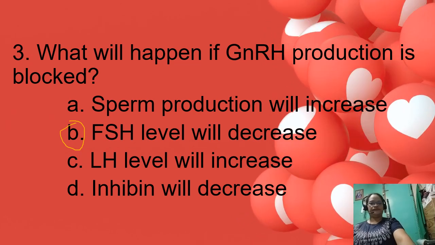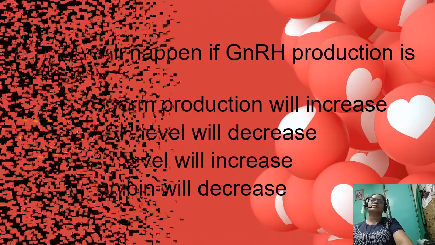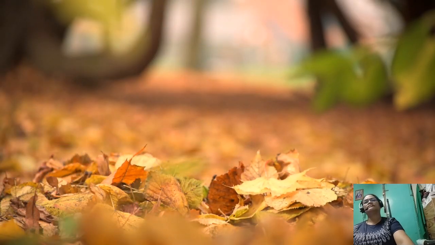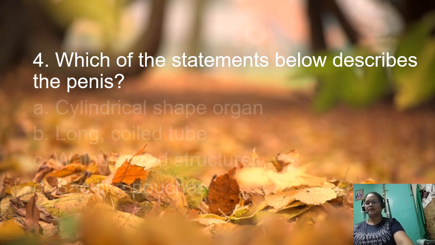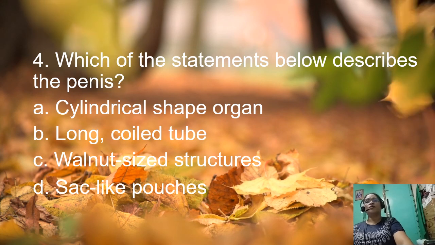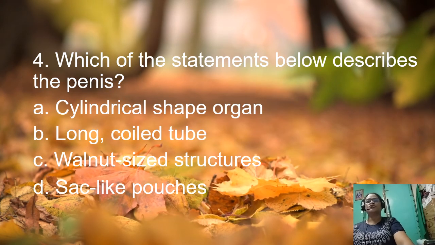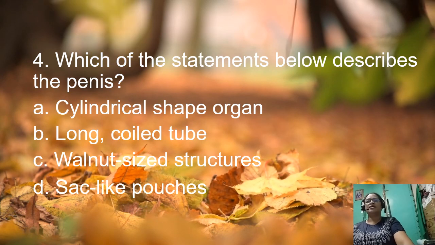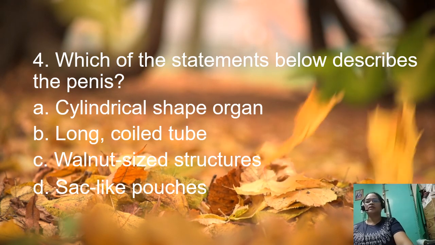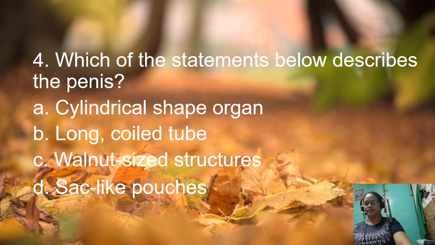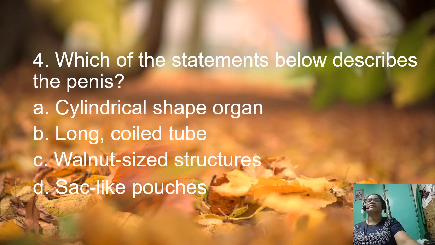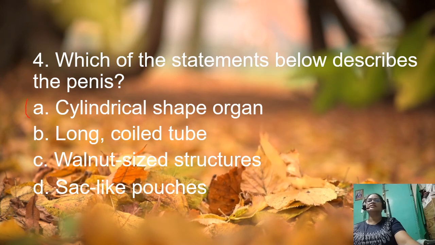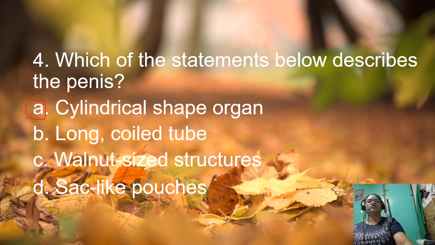Number 4. Which of the statements below describes the penis? A. A cylindrical shaped organ. B. A long coiled tube. C. A walnut-sized structure. D. A sac-like pouch. What's the answer for number 4? The answer is letter A. This is a cylindrical shaped organ.